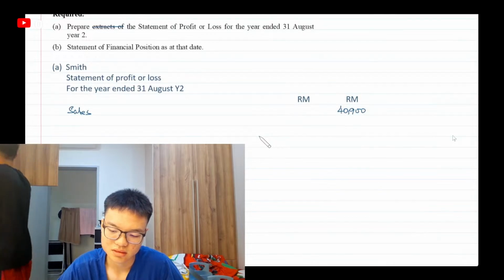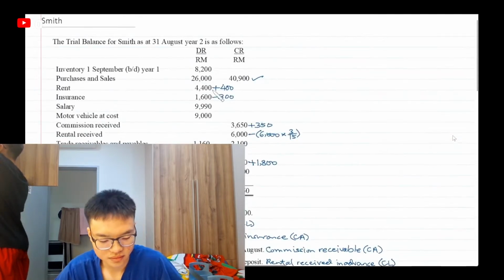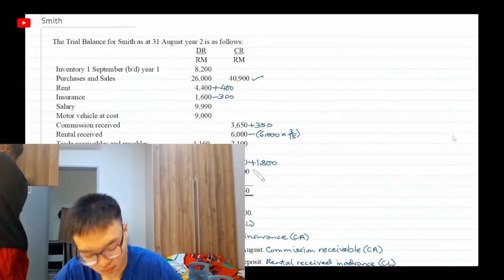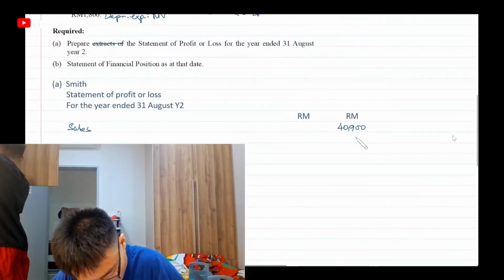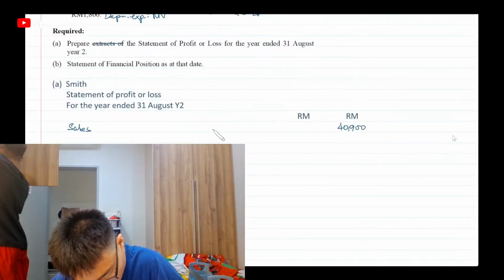For sales, I usually also check whether I have any sales returns. Do I have any returns inwards? Did the customer return anything? So we look for returns inwards here. There's no returns inwards. If you have returns inwards, you minus returns inwards here to give you your net sales.